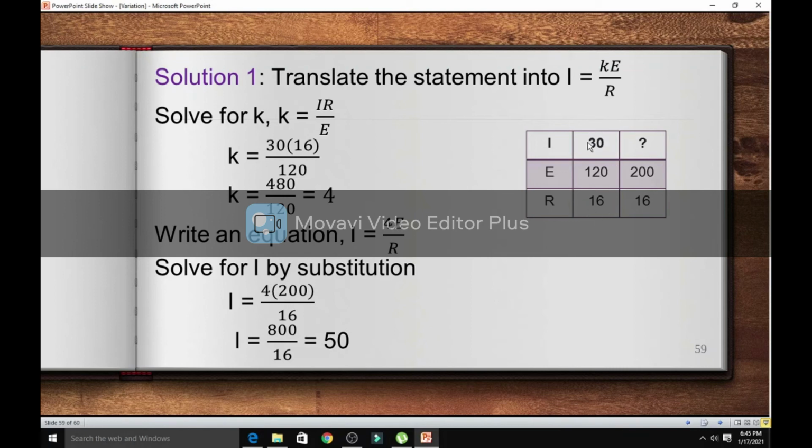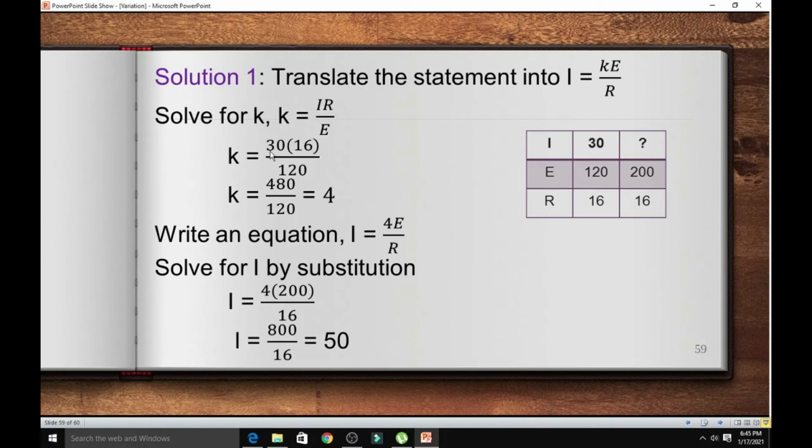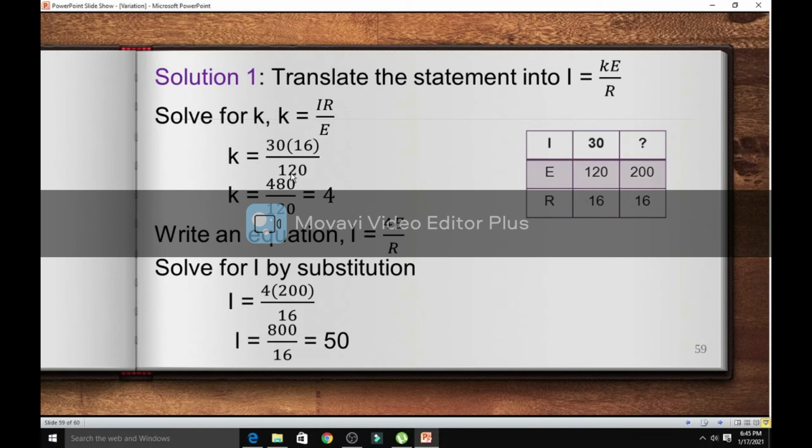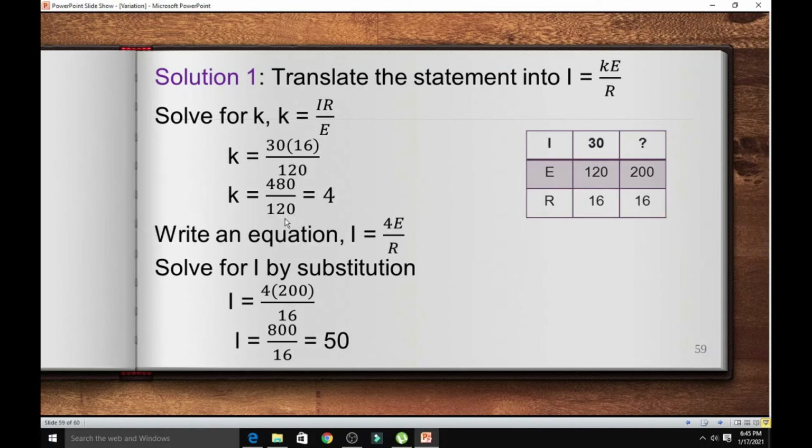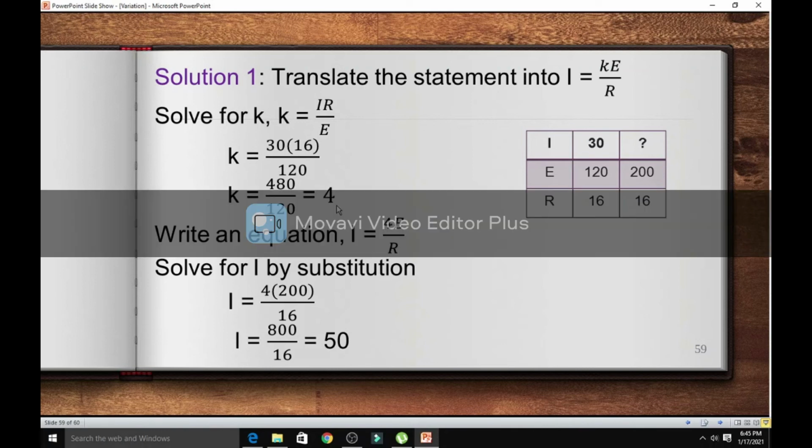Yung unang I, yung unang E, at saka yung unang R. So, ayun. So, ang I natin ay 30, ang R natin ay 16, at ang E natin ay 120. So, ngayon, sisimplify lang natin yung numerator, 30 times 16, so the answer is 480. Tapos, kopyahin lang natin yung baba over 120. So, 480 divided by 120, the answer is 4. So, ibig sabihin, ang K natin dito ay 4. Yung constant ng ating variation ay 4.